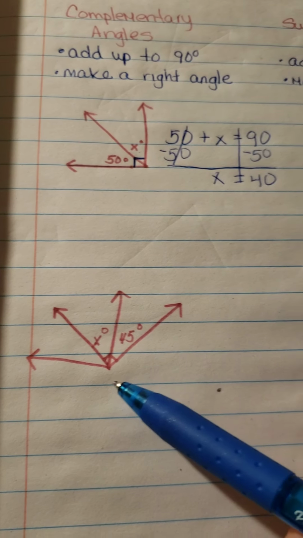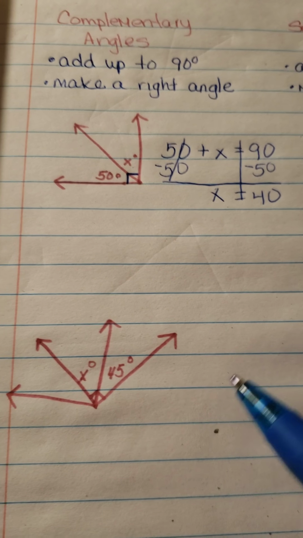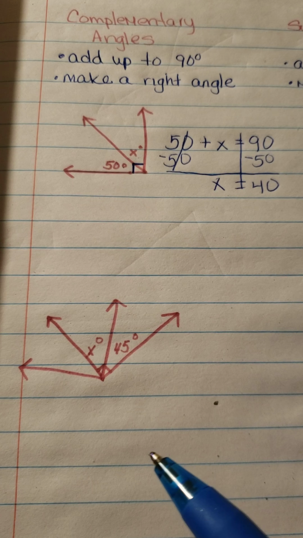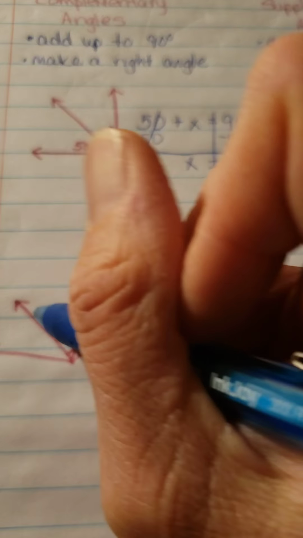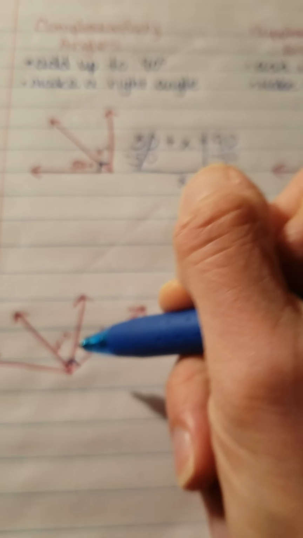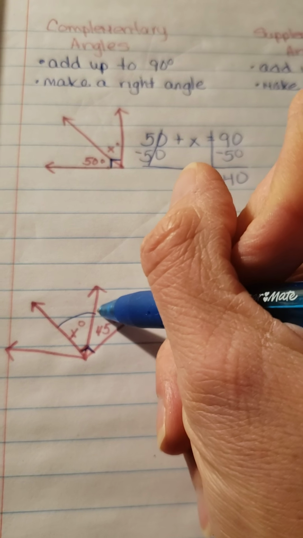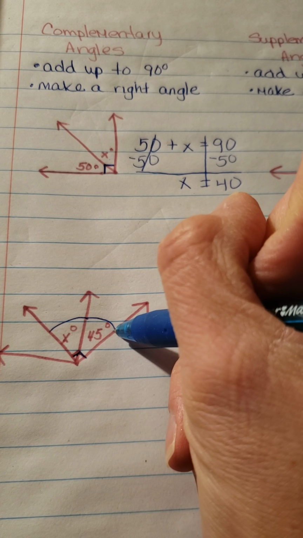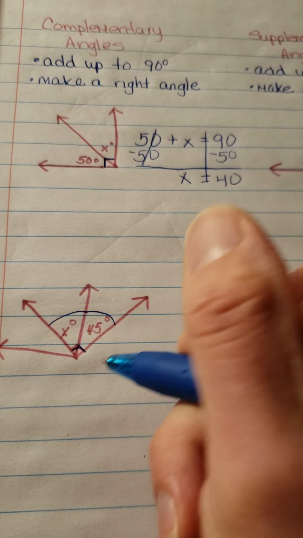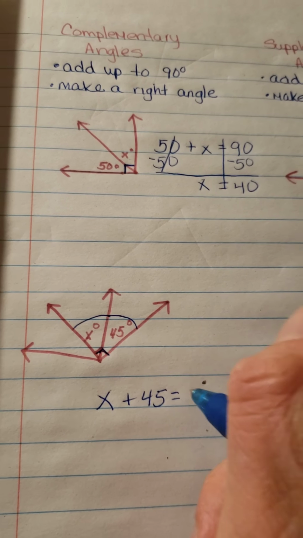When we look down below, sometimes our right angles can be a little hidden with all these other little rays that are poking out. If we look really closely, we can see that there's a right angle here. So sometimes we just have some information that we don't need. If we look at this angle, which is x, and this angle, which is 45, we know that together they have to equal 90 because this is a right angle. So we can write the equation x plus 45 equals 90.